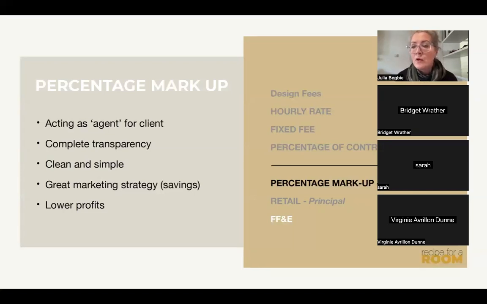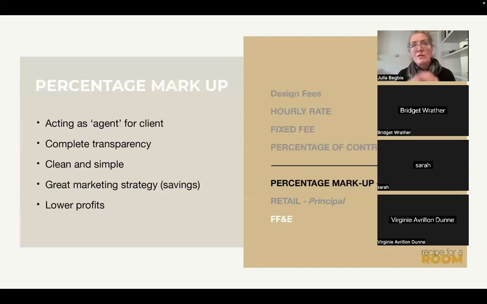Now, this is where you act as an agent for the client. You are enabling the client's purchasing. They might transfer lumps of money to you. You might buy on their behalf, but it's explicit to everybody in the transaction that you're an agent. So the contract essentially is between the client and the supplier. And in the event that anything goes wrong, it's the supplier that has the liability. It allows you to operate with complete transparency.